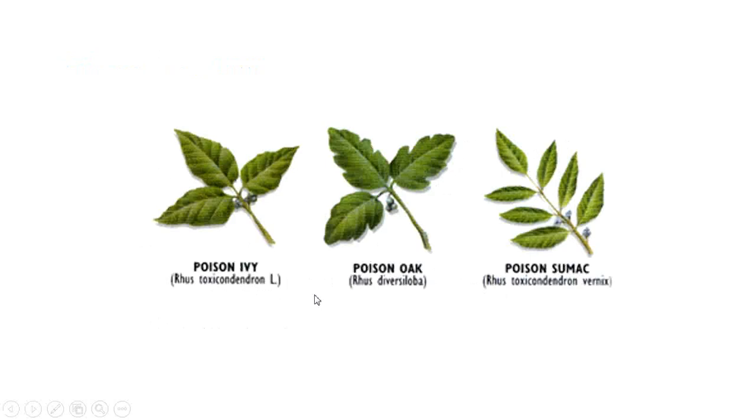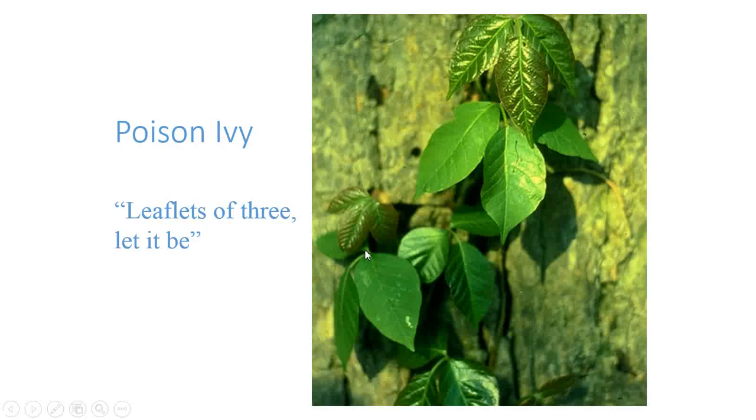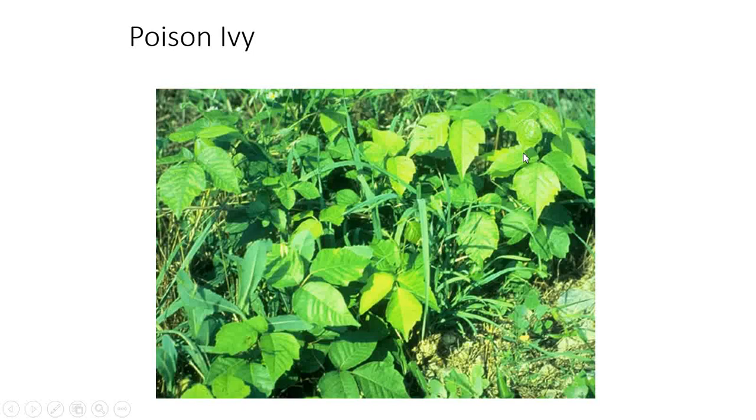So can dogs. Leaves of three, leave it be. That's what we say. Here's what poison ivy looks like. Again, leaves of three, so you see three leaves. This grows up, and any part of the plant is toxic. The stems, the leaves, all of this is toxic. Leaves of three, leave it be. That's what poison ivy looks like.